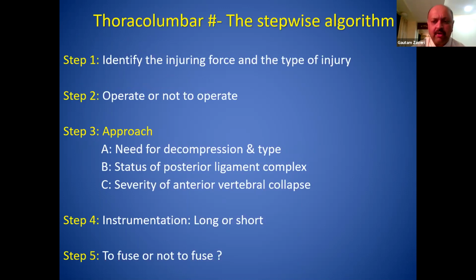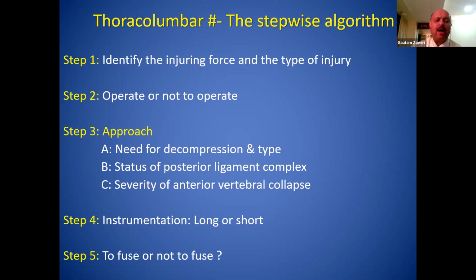So to conclude this session, I would like to say that whenever you see a thoracolumbar fracture, the first step you have to remember is that based on your knowledge of the type of injury and looking at the clinical and radiological aspects, identify the injuring force. There are only three types of injuries. Type A is a compression injury, type B is a distraction injury, and type C is a rotational injury.